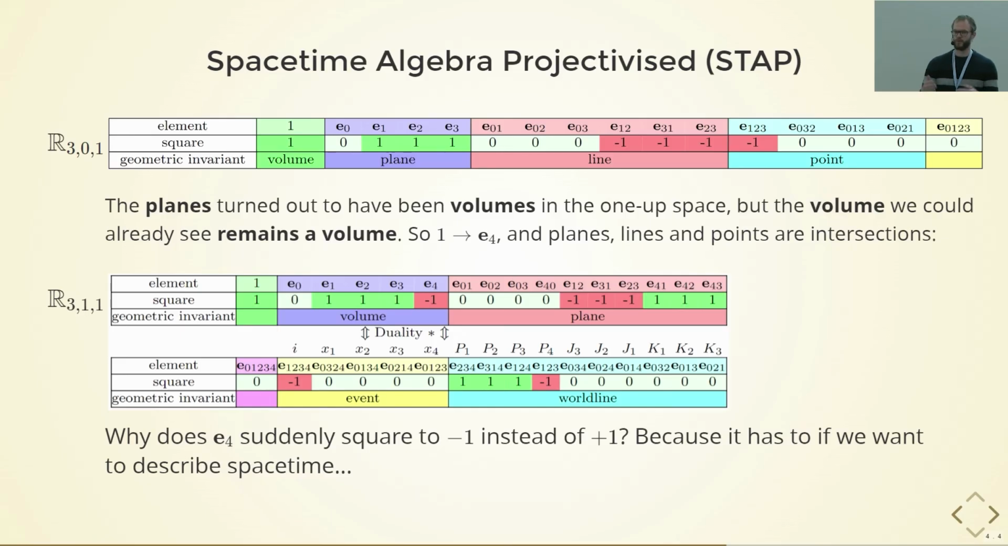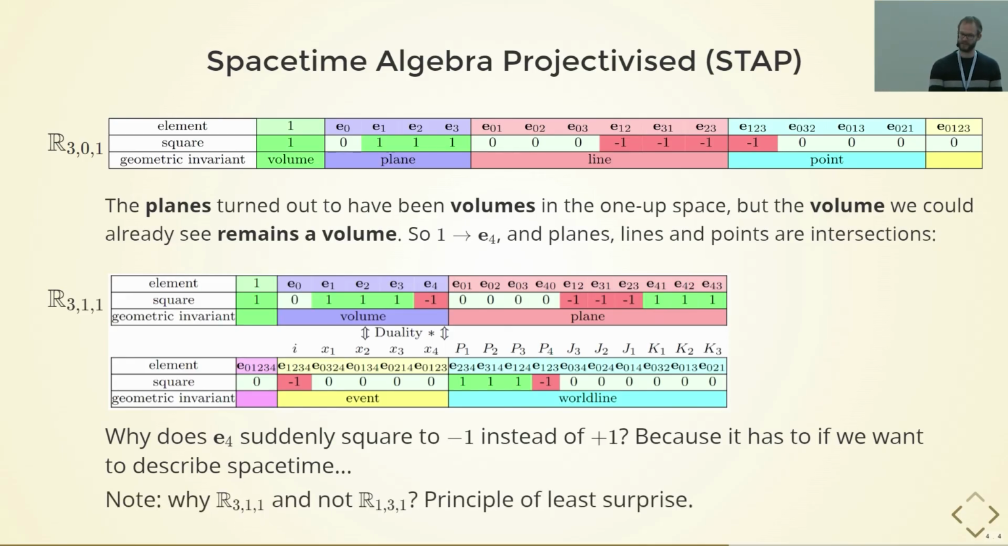Now, a weird question, or obvious perhaps question you might ask is, why does E4 suddenly have to square to -1? Because we didn't do that before. Well, because it has to. Otherwise I wouldn't get space-time. But I cannot give a geometrically tangible answer for why suddenly the square changed compared to the other times I did this. And another question is, why did I choose 3, 1 and not 1, 3?